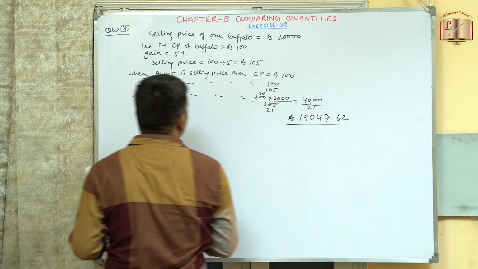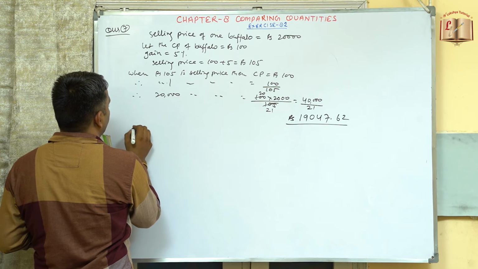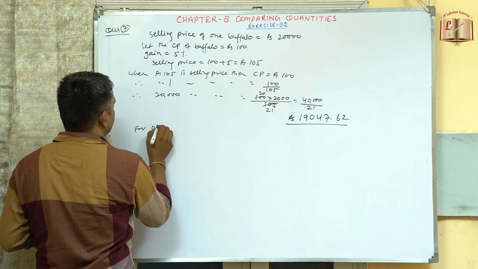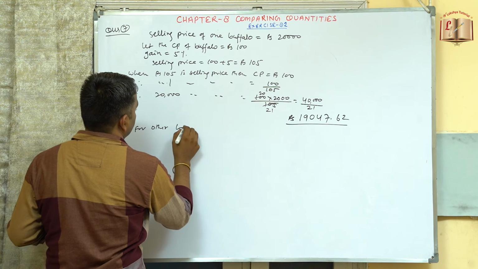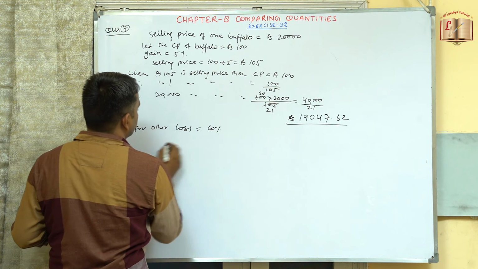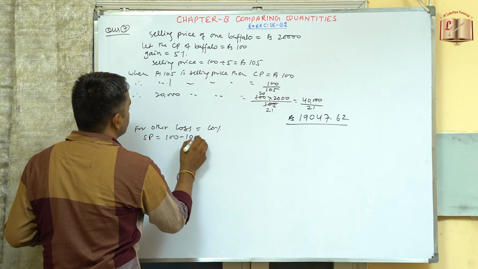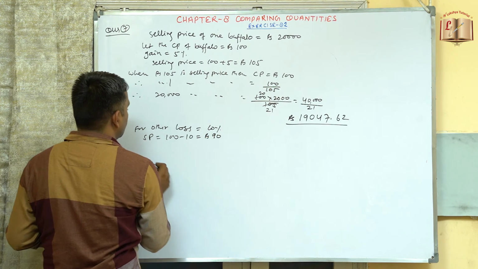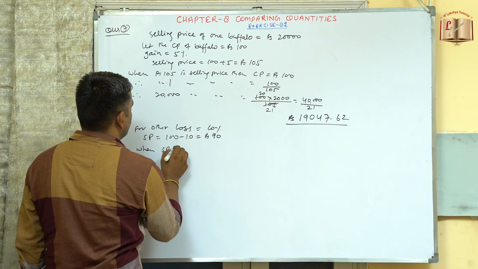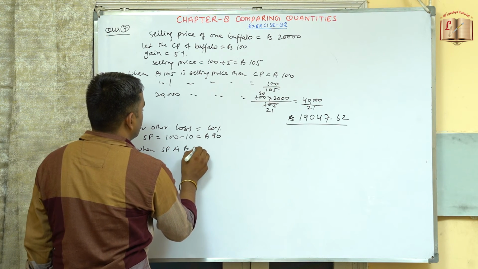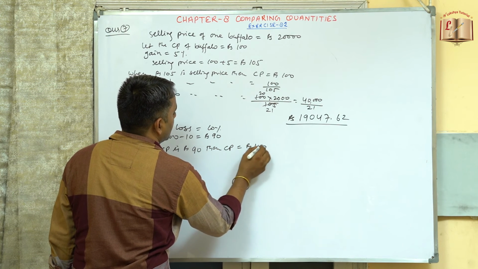So for this we got the CP of the first. Similarly for the other, it is given a loss equals to 10%. So for this, SP will be equals to 100 minus 10. So this will be rupees 90. So when this SP is rupees 90, then CP is equals to rupees 100.